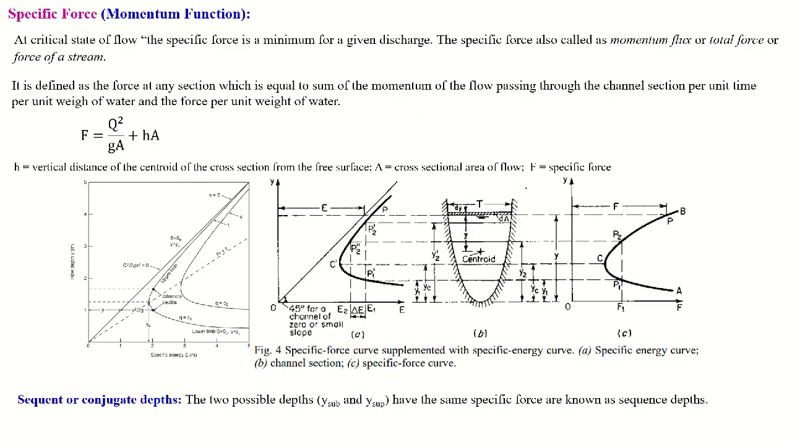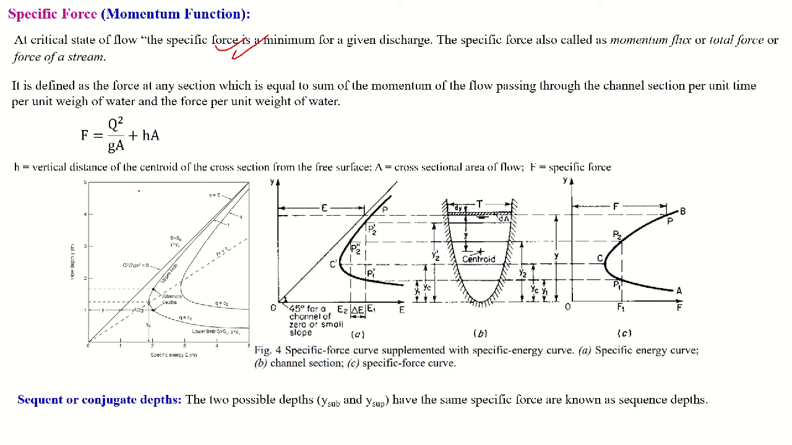And the next one is your specific force. Like your specific energy, in a similar way we can write the specific force. The specific force is minimum for a given discharge, same thing as the specific energy is minimum for a given discharge. This specific force is also called momentum flux, total force or force of stream. This specific force can be written in this equation, where h is the vertical distance of the centroid of the cross section from the channel free surface, A is the cross-sectional area, and F is the specific force.